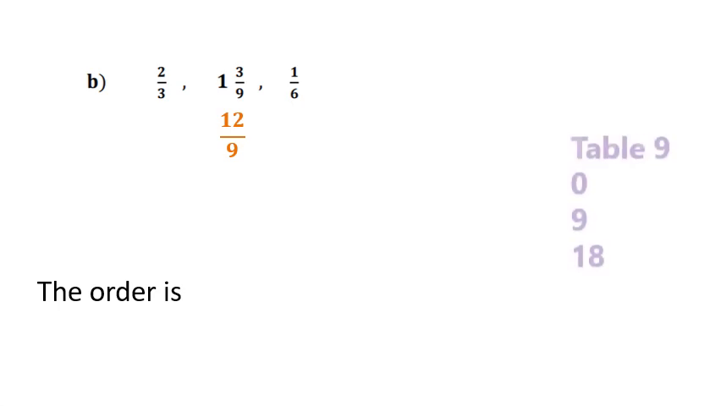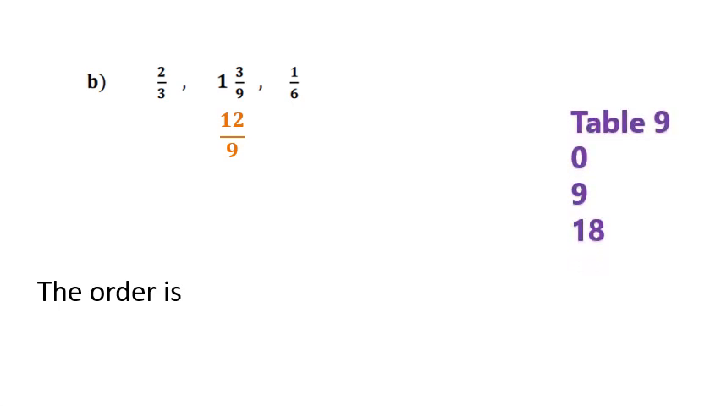I will write the table of 9. Table 9 starts with 0. I can't choose 0 to be the common denominator. 9, as I said before, can't work. Let's try 18. Can 3 become 18? Yes, if I multiply 3 by 6. Can 9 become 18? Yes, if I multiply 9 by 2. Can 6 become 18? Yes, if I multiply 6 by 3. Okay, that means I choose 18 to be the common denominator for all.